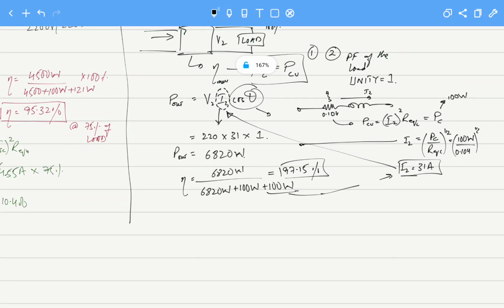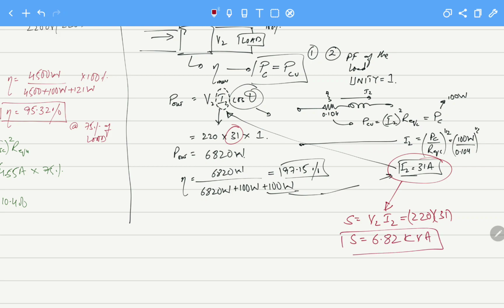And at what percent of full load does this maximum efficiency occur? So the percentage at this current, that is 31 amperes, and we know that S equals V2 I2. So what will S become? It will become 220 times 31, that is, S is 6.82 kVA. So this power is being output. And what was the rated power for this transformer? It was 10 kVA.